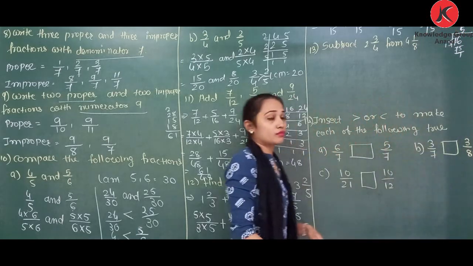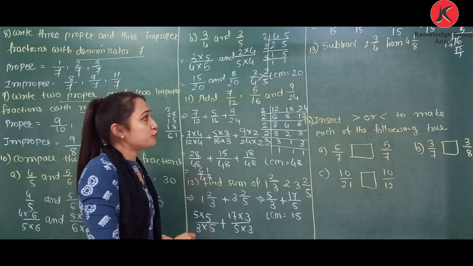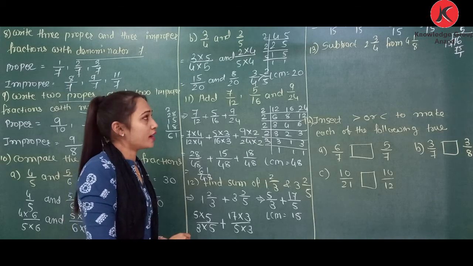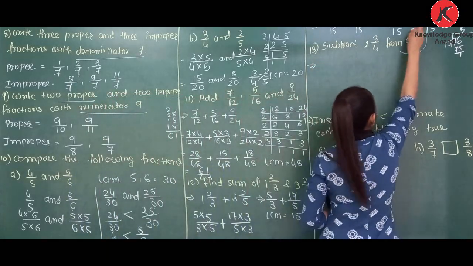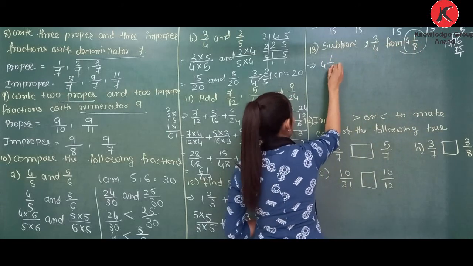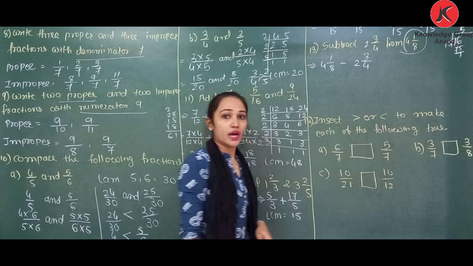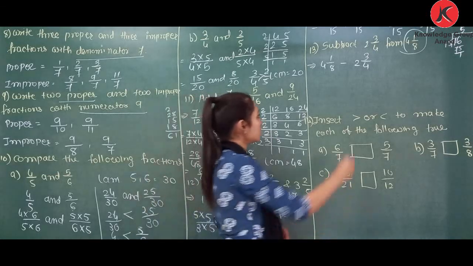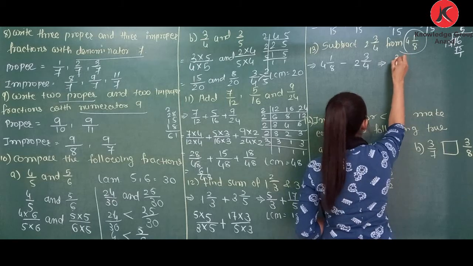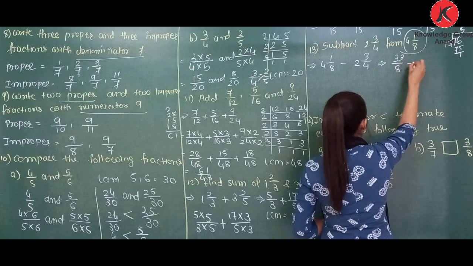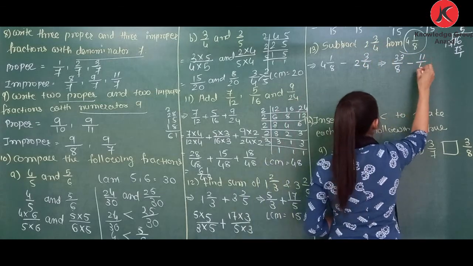Now next, subtract 2 3 by 4 from 4 1 by 8. So again we can write from this 4 1 by 8, we need to subtract 2 3 by 4. Convert them into improper fractions. 8 4s are 32 plus 1, 33 by 8, minus 2 4s are 8 plus 3, 11 by 4.